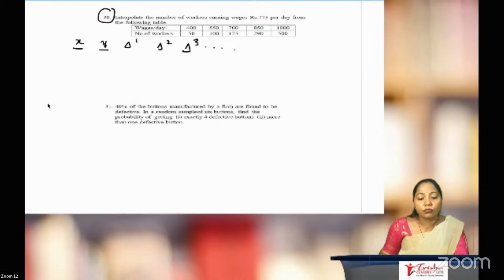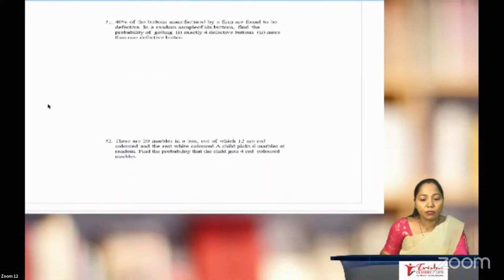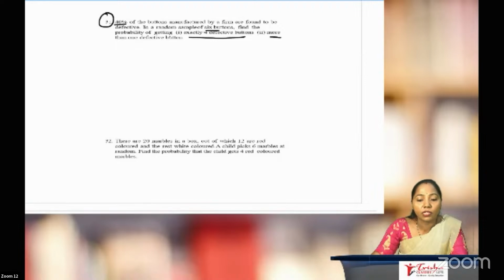Theoretical distribution, question number 31. 40% of the buttons manufactured by a firm are found to be defective. In a random sample of 6 buttons, find the probability of getting exactly 4 defective buttons and more than 1 defective button.